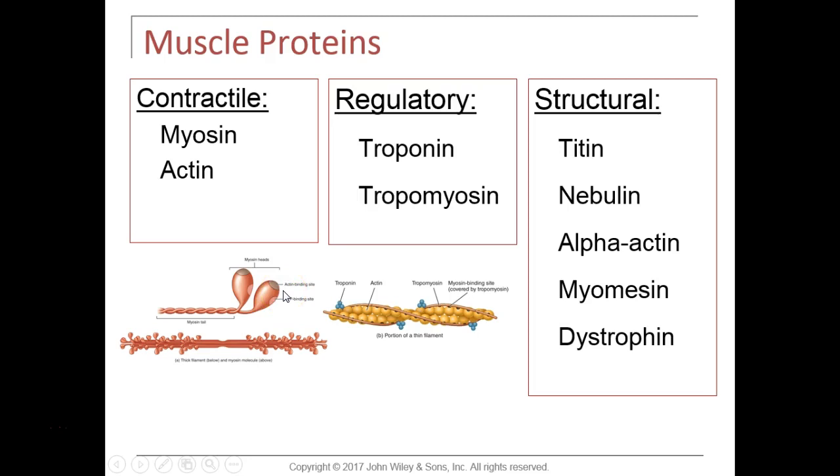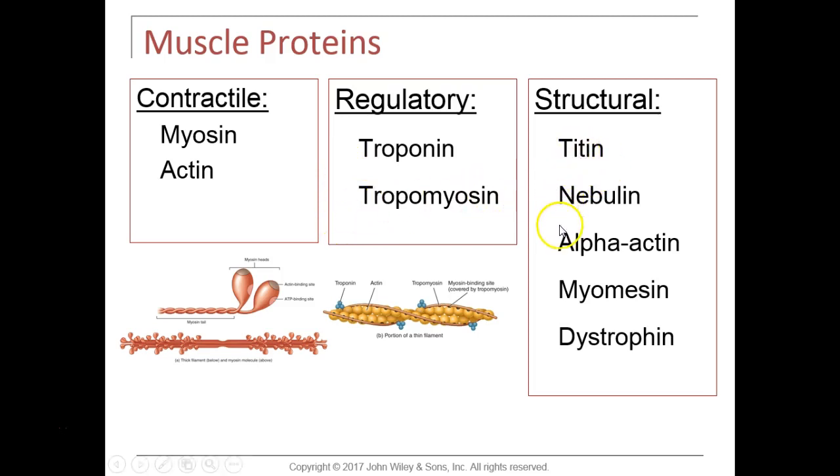These are the names of all of the proteins in the muscle. Some important ones we have to talk about. And we can classify the muscle proteins in three ways. We have proteins that are called contractile proteins, and in all three muscle types, it's myosin and actin. We have regulatory proteins here, troponin and tropomyosin. These two are only found in skeletal muscle and cardiac muscle. We have different regulatory proteins in smooth muscle.